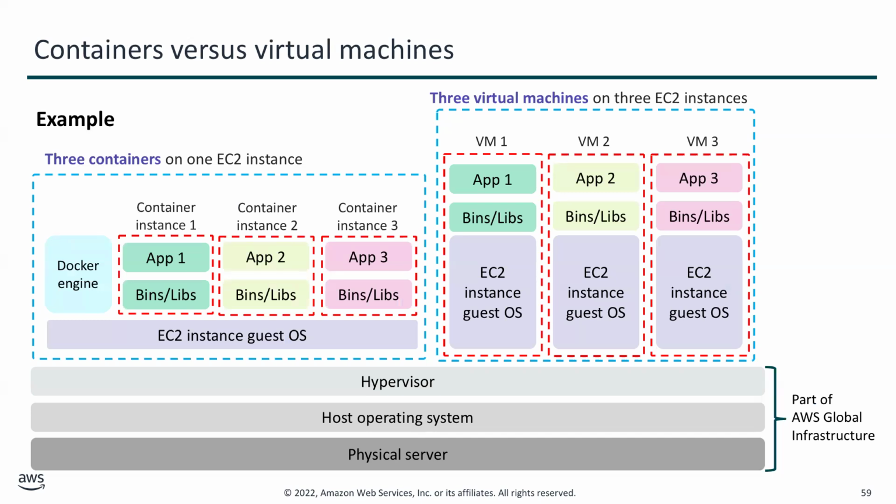So let's try and differentiate what exactly containers and virtual machines are, right? You can see on my left hand side, 3 containers on an EC2 instance. So let's start from here, right? You have AWS global infrastructure, where you have physical servers, physical computers, and all those things. Their operating system is running, the host operating system is running. Then you have a hypervisor, which actually virtualizes all these machines and the host operating system. Then on top of that, you are running an EC2. So inside an EC2, you can have multiple containers.